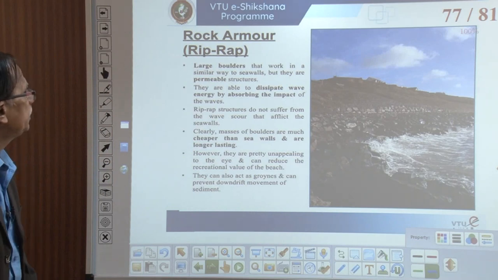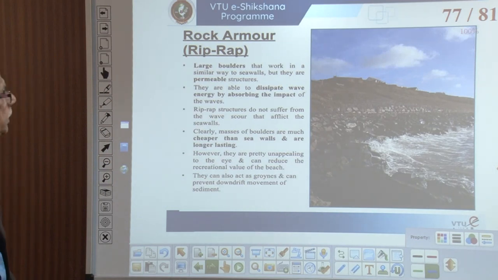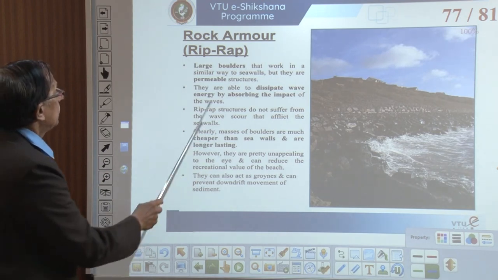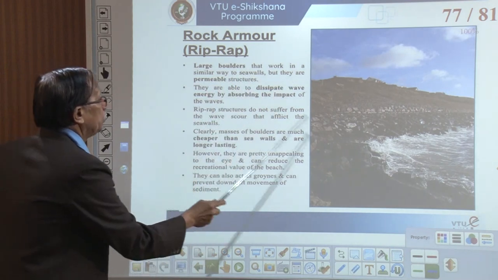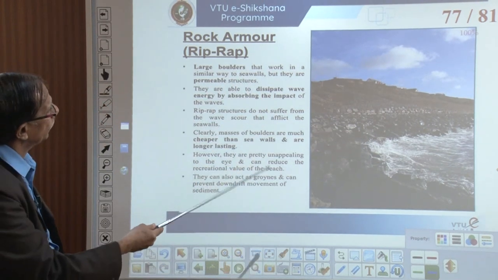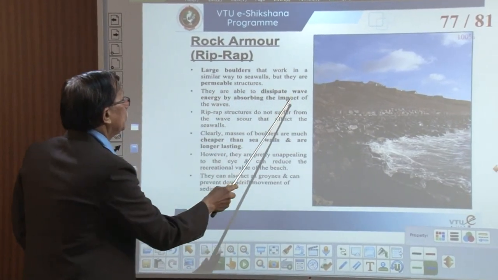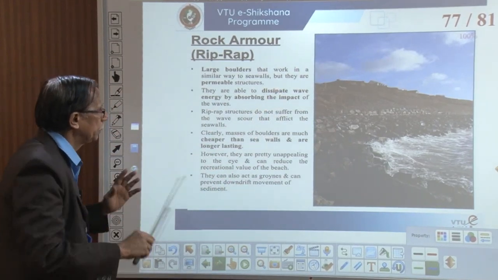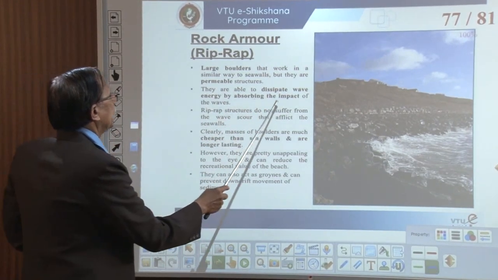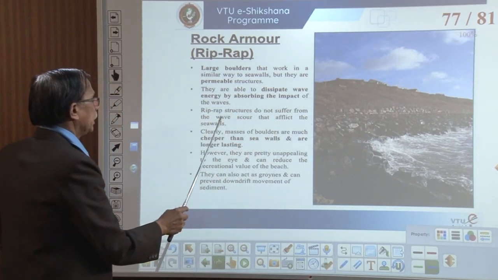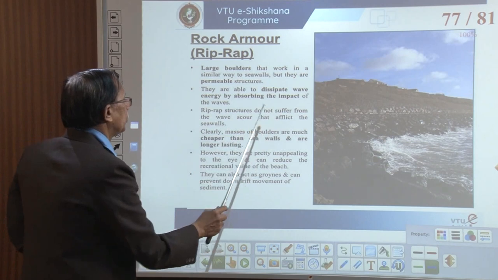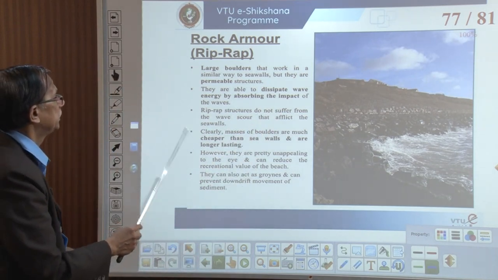Now, these are some of the different coastal structures we find. This is rock armor, or riprap, randomly dumped rock material that we find in some parts of the coast. Large boulders are dumped all along coastal Karnataka, Mangalore, etc. These are common. They are able to dissipate, reflect, break and distribute the wave energy by absorbing the impact of waves. Riprap structures do not suffer from wave scour, which affects sea walls.